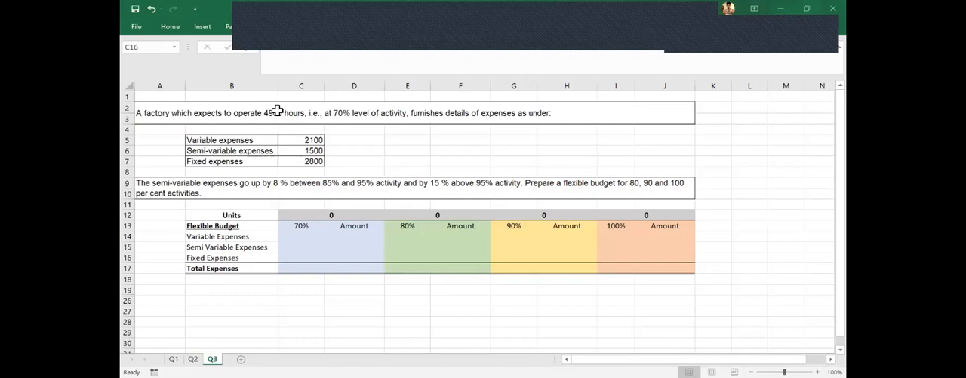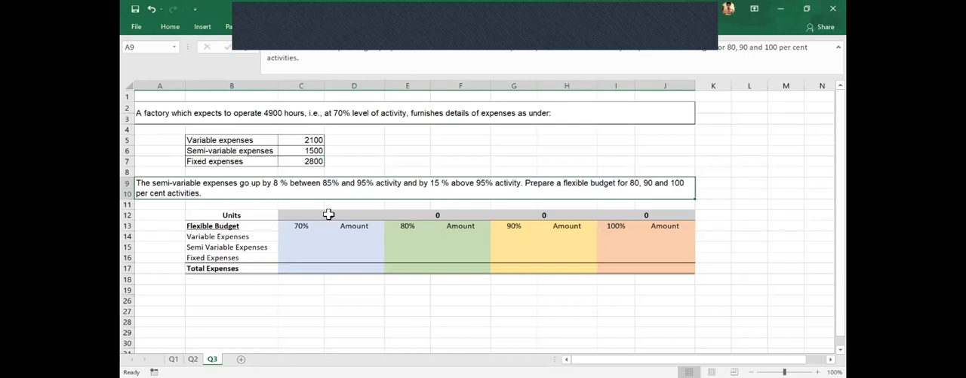It says that the factory is operating at 4900 hours, which is 70% of activity, and the variable expenses, semi-variable expenses, and fixed expenses are as follows. It has been said that semi-variable expenses go up by 8% between 85 and 95% activity and 15% above 95% activity. Prepare flexible budgets for 80, 90 and 100%. Okay, so it's a simple question.